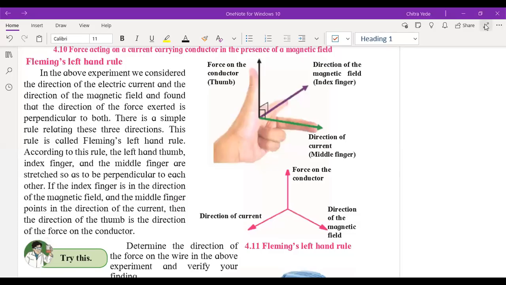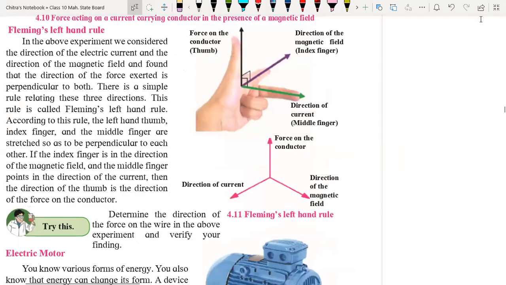Hello everyone. Today we are going to understand first the Fleming's left hand rule. It is part of your chapter called effects of electric current. As you can see, here we have the left hand of the human being. Here we have the thumb, then the index finger and the middle finger.